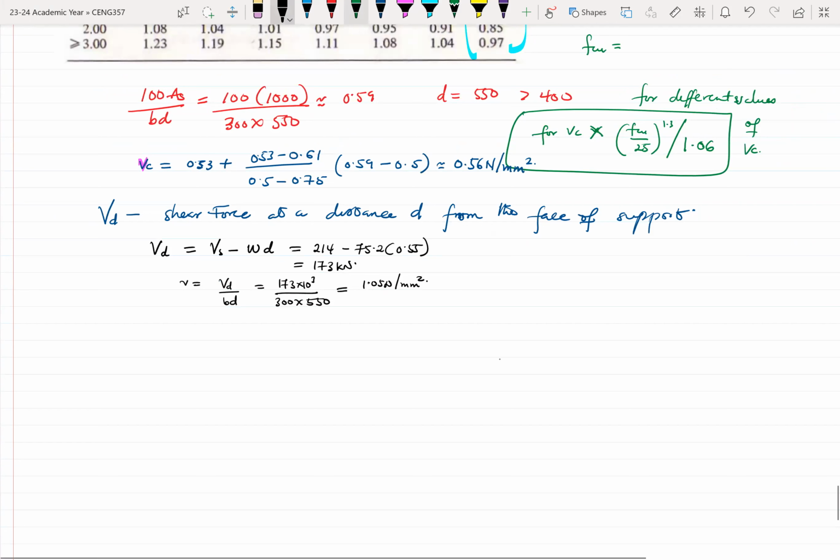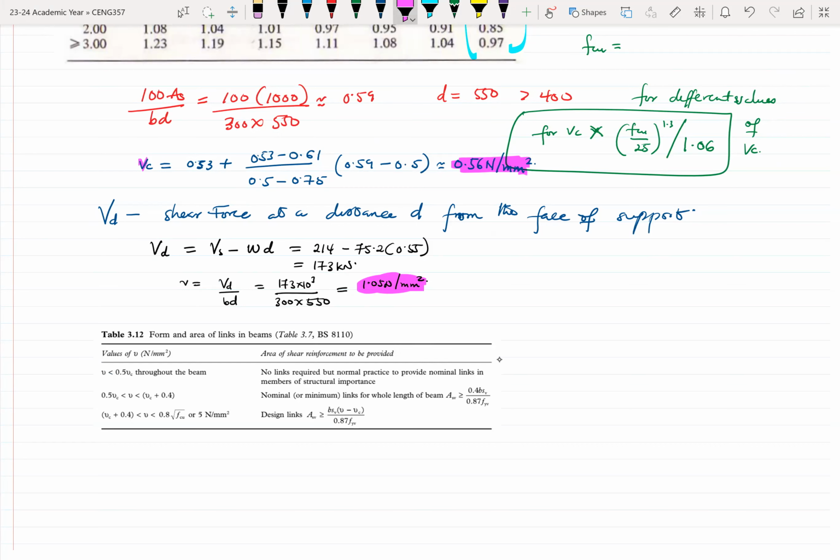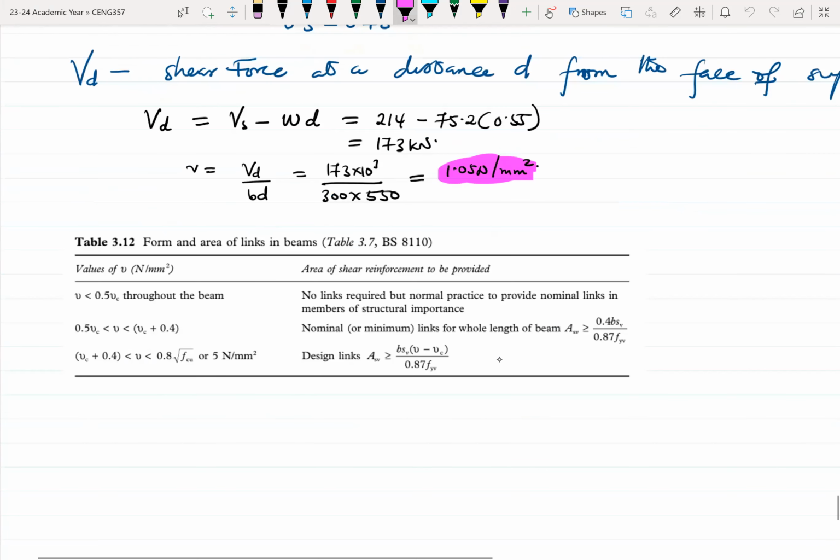So to find the shear links, we need to compare this value right here with the VC. And we had a table. I'll just bring that table here again so that we always have something to refer to. So I'm going to pull a table up here. It's here. So we have these options to go through and then check which one will be appropriate for what we are doing.